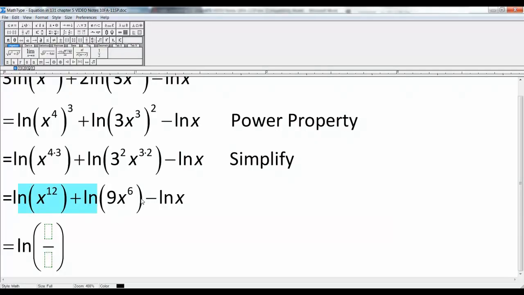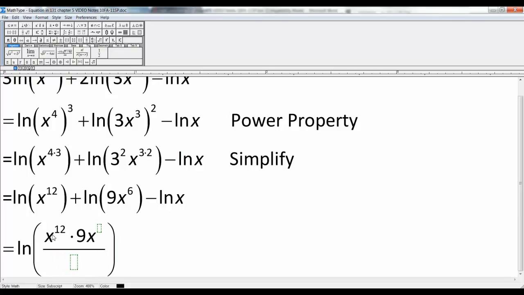Now everything that's positive goes in the numerator. So you say x to the 12 times 9 times 9x to the 6 over x. Right, just one plain x goes in the bottom. And if I didn't make that addition that I just did, then this numerator would be all you have.